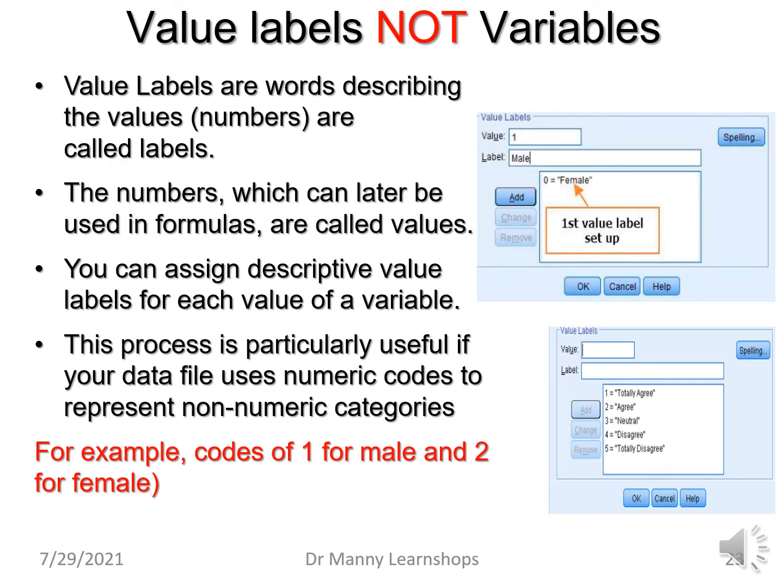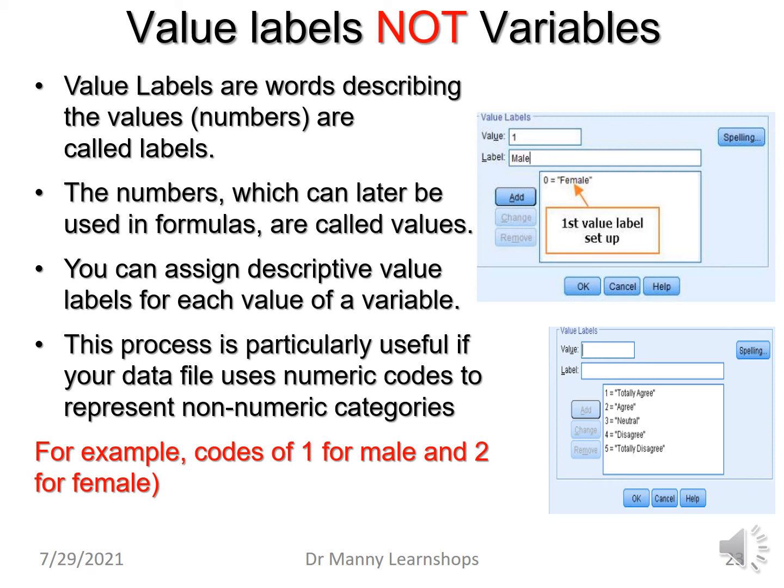Now, value labels are not variables. Often confused. Value labels are words describing the values, which are typically numbers, and they're called labels. The numbers which can later be used in formulas are called values. You'll see this when you do your Excel or you do your SPSS.